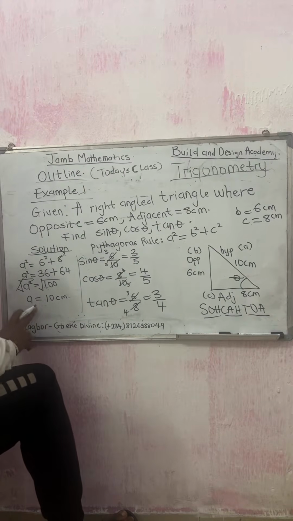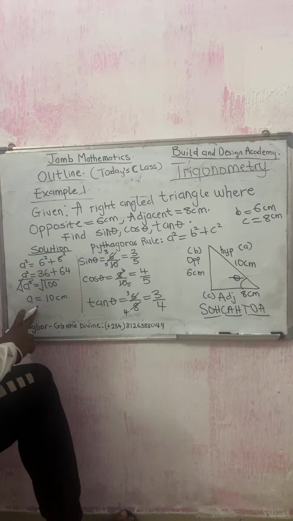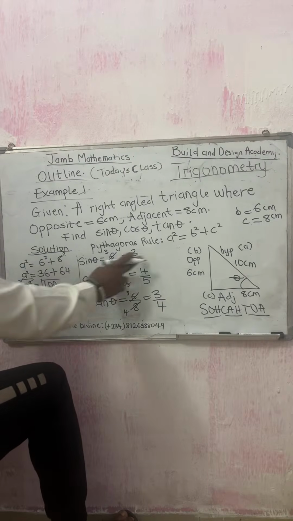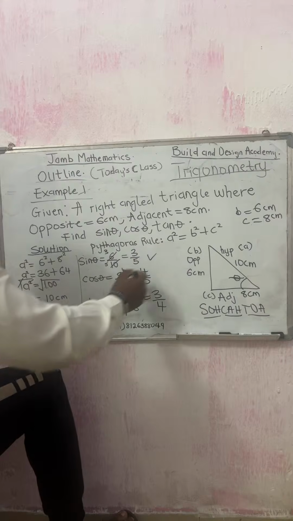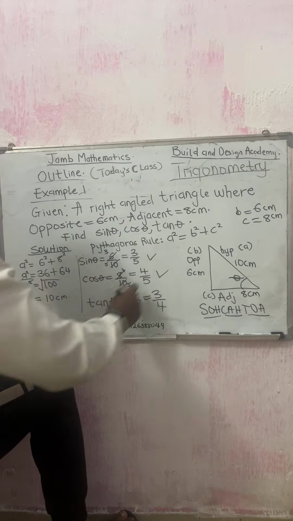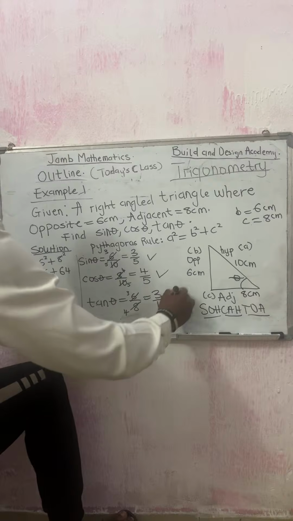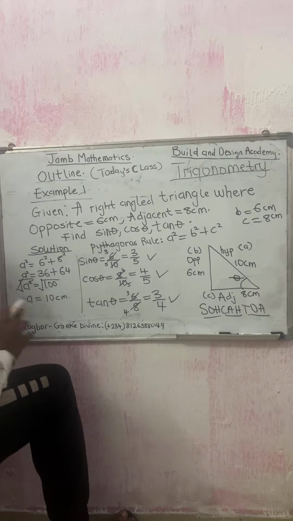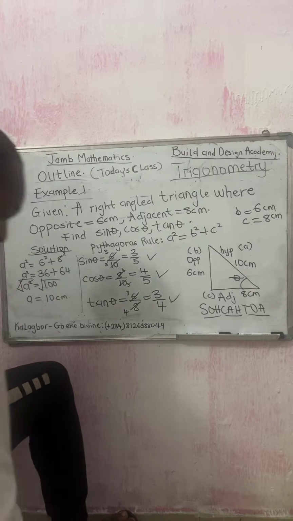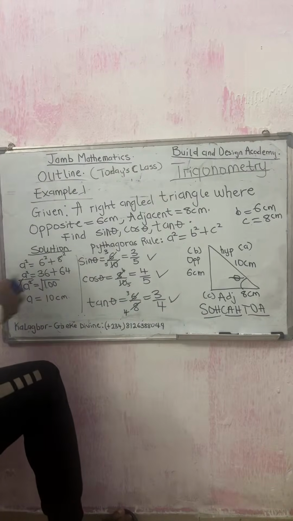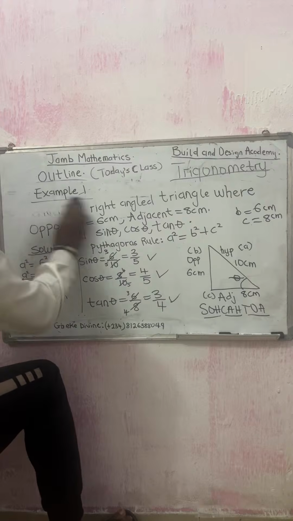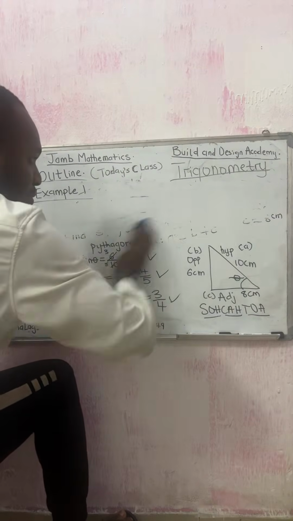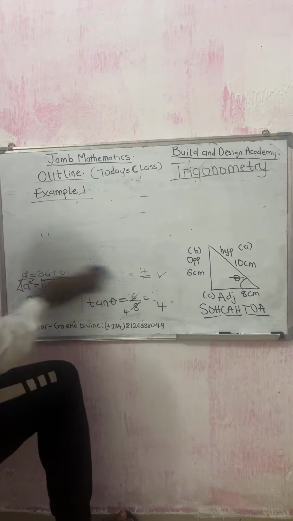We've gotten our hypotenuse as 10. We've gotten sine theta as 3 over 5. We've gotten cos theta as 4 over 5. And we've gotten tan theta as 3 over 4. Very simple. Very, very simple. So now, the next thing we need to do is take another example. Let's take another example very fast.